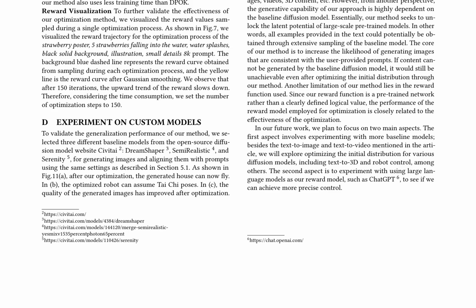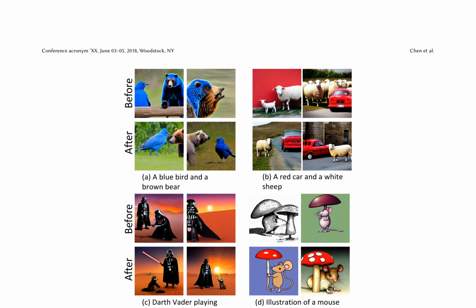The authors visualize the reward values sampled during the optimization process, observing an upward trend that slows down after 150 iterations. They set the number of optimization steps to 150, considering the time consumption. To validate the generalization performance of their method, the authors experiment with 3 custom models from the Civitai website, demonstrating the capability to optimize the initial distribution for different models and aligning generated images with prompts.